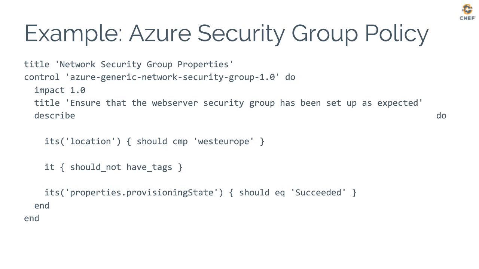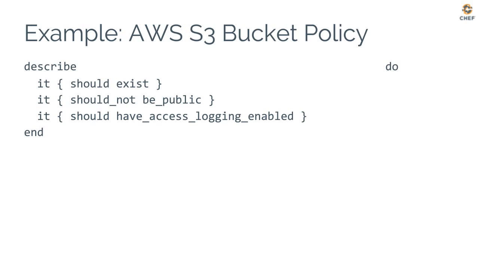And here we see an example of evaluating an Azure security group. So looks like my slide deck got a little bit malformed in the resource block here. That big blank space between describe and do should have an example of our Azure generic resource there, where we're taking a look at a particular security group and expecting that it is in the appropriate location, that it is not tagged, and of course that its provisioning state has succeeded. It exists.